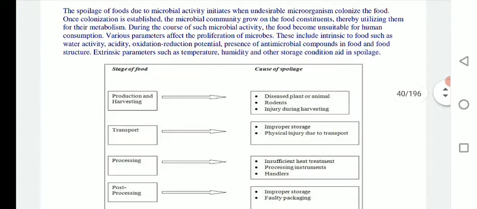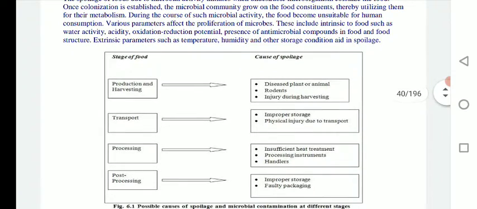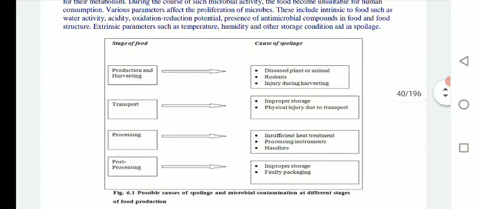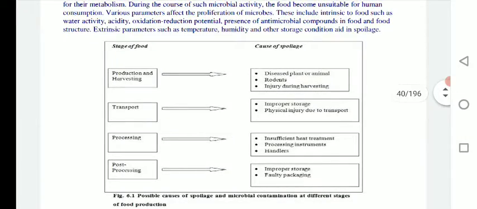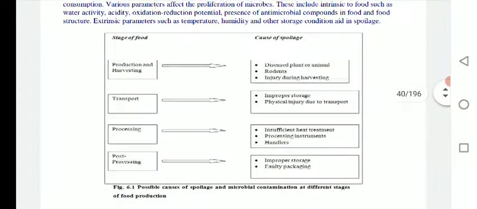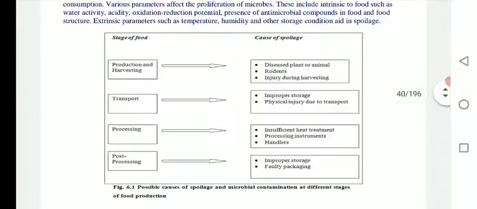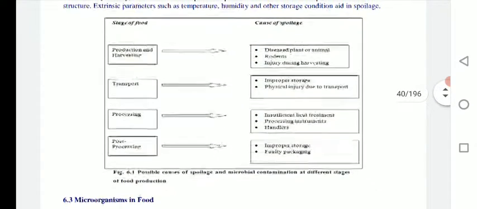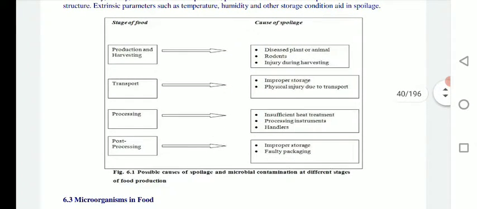So there are various parameters that affect proliferation of microbes, and these include intrinsic factors of food such as water activity, acidity, redox potential, presence of antimicrobial compounds in food, and food structure, then some extrinsic factors like temperature, humidity, and storage conditions. We have already discussed these factors in pretty detail, and these are the various stages of food production and the causes of spoilage.